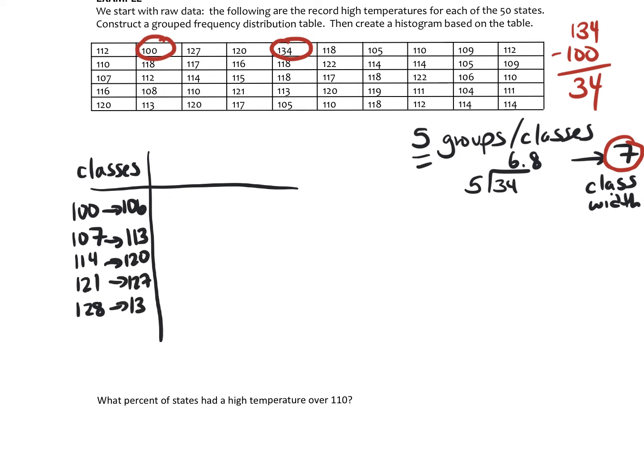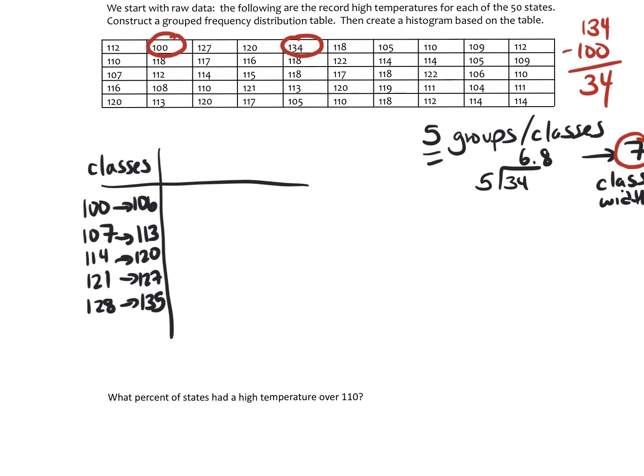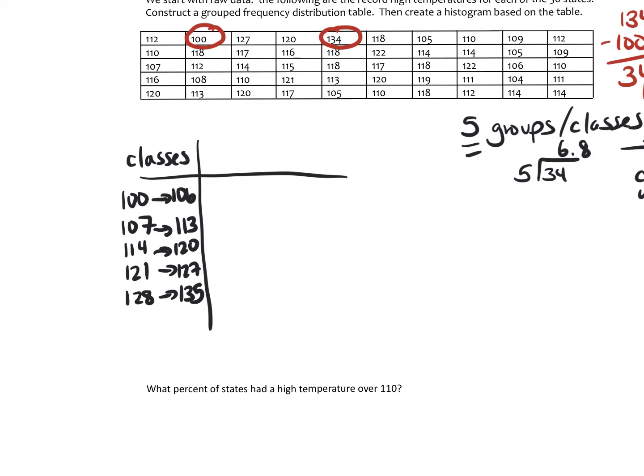Add 7 again, I get 135. Now, if you notice, the way we set this up, all our data from 100 to 134 will have a place in this graph. It will have a place somewhere here. But just remember, the thing people generally mix up is these are the class widths between each one. That's the thing I'm going to calculate to figure out how much I should space those out.